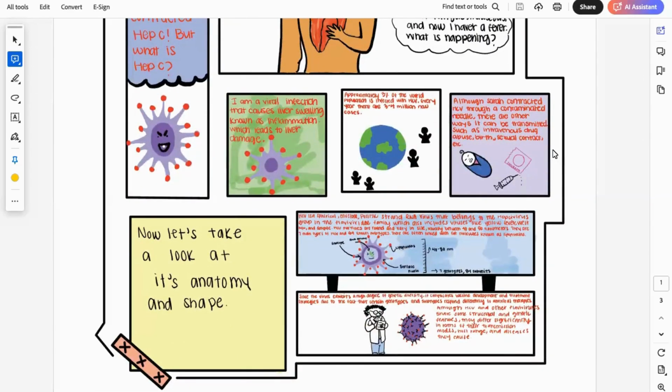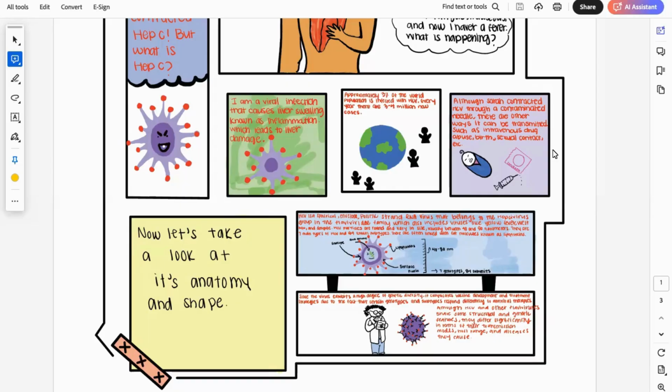Now let's take a look at its anatomy and shape. HCV is a spherical envelope positive strand RNA virus that belongs to the Hep C virus group in the Flaviviridae family, which also causes viruses like yellow fever, West Nile, and dengue. HCV particles are round and vary in size, usually between 40 and 80 nanometers. There are 7 main types of HCV and 84 known subtypes. They are often linked with fat molecules known as lipoproteins.